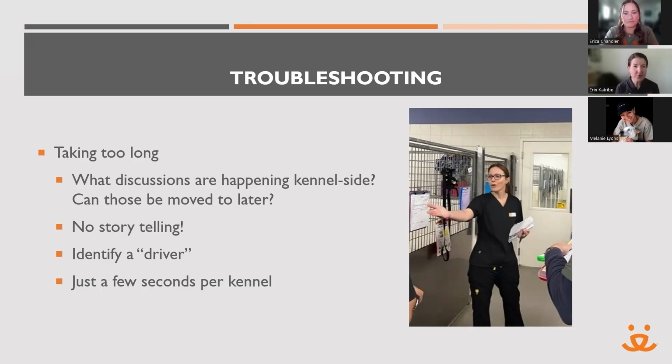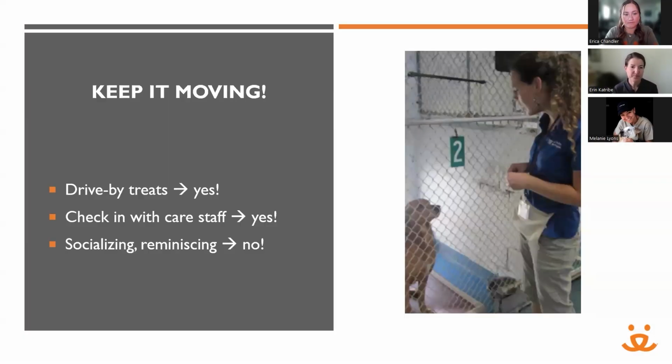And you know your super efficient people in your shelter. And so identify the person who's going to act as a driver. It becomes their responsibility to keep the group moving. They have the authority to crack that whip, right? Keep the group moving. We can do things like quick drive-by treats. We can, if we need additional information, find an animal care staff person and check in quickly, right, as we walk through the room. But again, not the time for socializing, reminiscing, or storytelling.